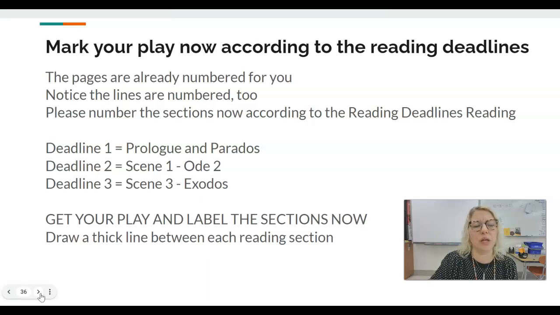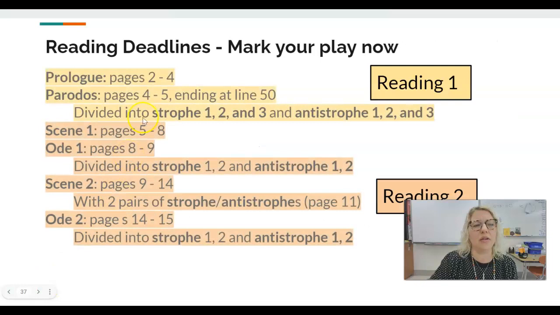Okay, so reading 1 is the prologue and the parados, and that includes pages 2 through 4 for the prologue, 4 through 5, ending at line 50, which is divided into 3 strophic pairs. So just know that you're reading pages 2 through 5 for reading 1. And I think it would be smart to draw a big line under line 50 on page 5, right before it says scene 1.